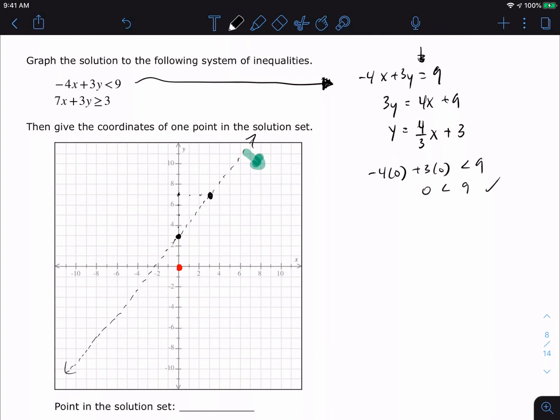Now the other line, and I'll do it in a different color just to be consistent, I'm going to go 7x plus 3y is greater than or equal to 3. So I'm going to go 3y is greater than or equal to negative 7x plus 3. Dividing by 3, I'm going to go negative 7 over 3x plus 1. So I'm going to have a dot at 1. And then it tells me to go down 7 and over 3. So I'm going to go down 1, 2, 3, 4, 5, 6, 7. And then to the right 3. And there's my point.